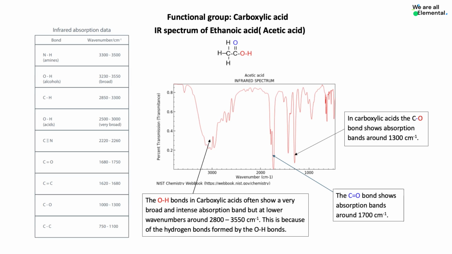Here's another example. This is the IR spectrum of ethanoic acid. The OH bond in carboxylic acids often shows a very broad and intense absorption band at lower wave numbers, around 2800 to 3550 per centimeter, and this is because they form hydrogen bonds. The CO bond shows absorption around 1300, and the C double bond O shows absorption bands around 1700 per centimeter.